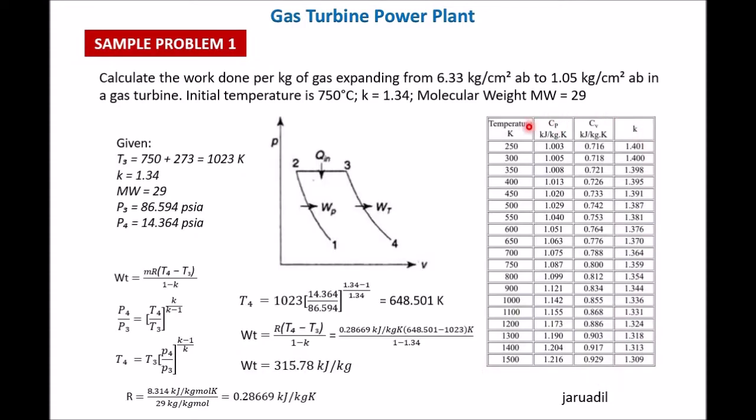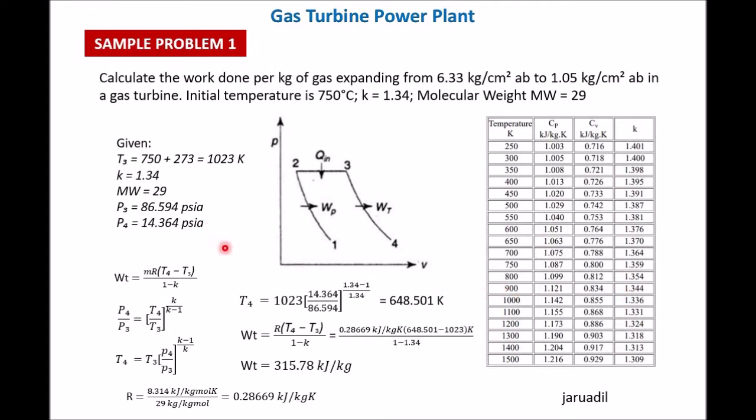Now this graph shows the values of CP, CV, and K. I have put it here just to clarify why we are using K equal to 1.34. If K is not given, I'm always telling you that you can use 1.4 as the value for K if that is not given in the problem. So K here is 1.34 because we are assuming that the temperature of the gas is at the average of 900 Kelvin.